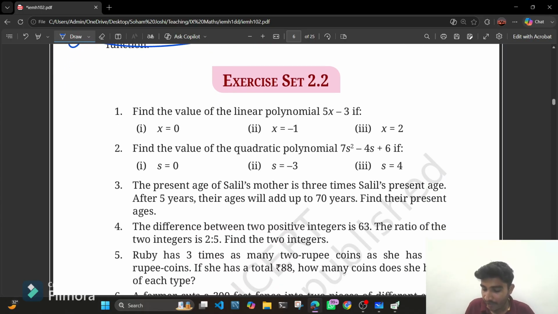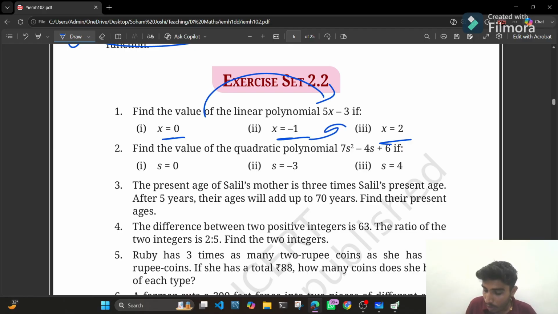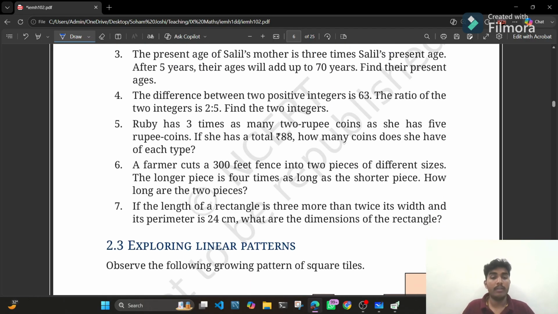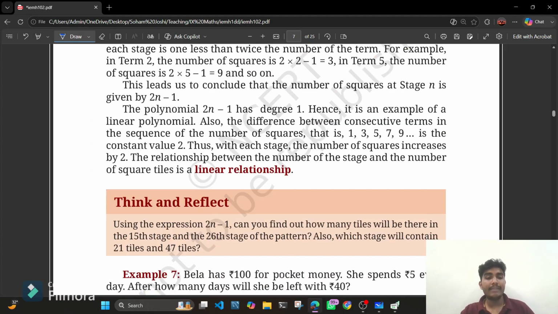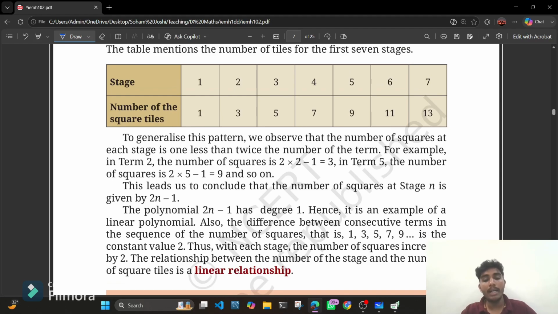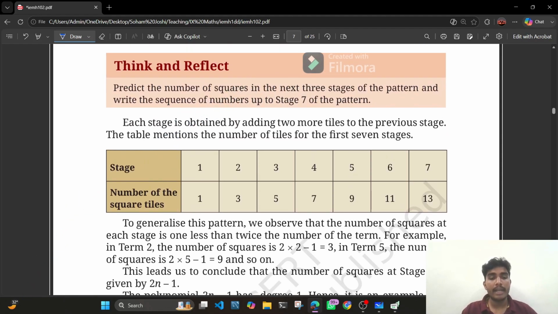Find the value of linear polynomial 5x minus 3 if x is 0, x is minus 1, x is 2. अभी बस ये x के जगह ये वैल्यू सब्स्टिट्यूट करो, आंसर ले लो, हो गया, nothing much. Then next up we have exploring linear patterns. So I suggest you to read this part. You will definitely understand it.